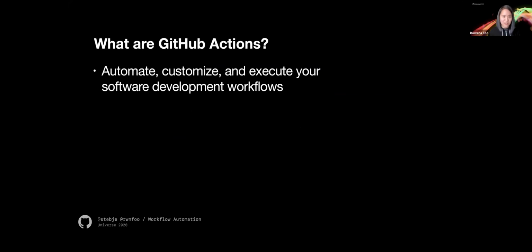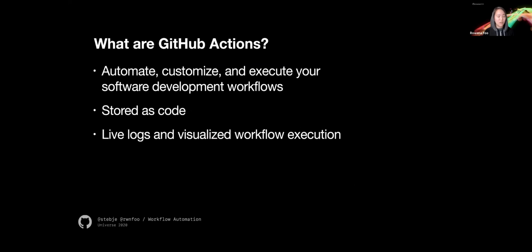At a very high level, what are GitHub Actions? Actions allow you to automate, customize, and execute your software development workflows. They are stored as code, which is really nice. It means that you can version control it, you can share, reuse it for easy collaboration. It comes with live logs. And again, new feature that came out that was announced during Universe, actions now come with a visualized workflow execution. So maybe if you're using Jenkins, this is very similar to like Blue Ocean, where you can kind of see each stage going on, but this time it's directly in your repository.